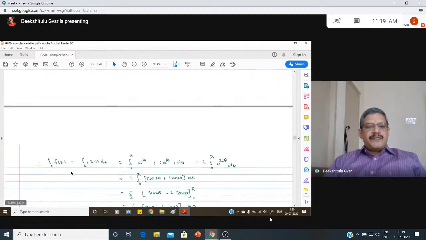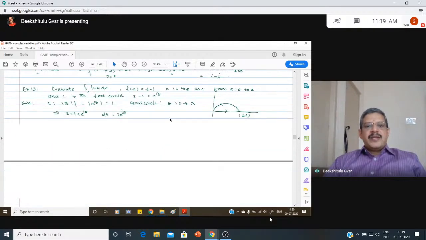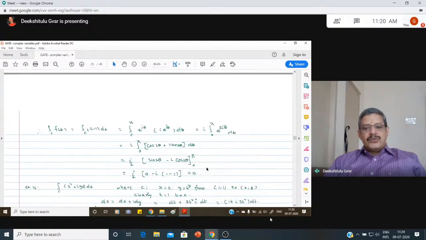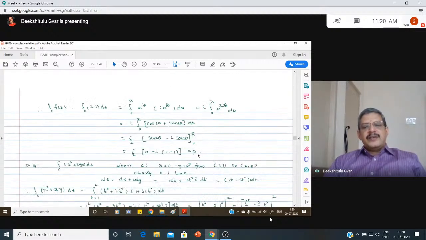So the integral over c of f of z dz is the integral over c of z minus 1 dz, with theta from 0 to pi. z minus 1 is e power i theta, and dz is i e power i theta d theta. So i into e power 2 i theta d theta, where e power 2 i theta is cos 2 theta plus i sin 2 theta. If you integrate, the integral becomes 0.